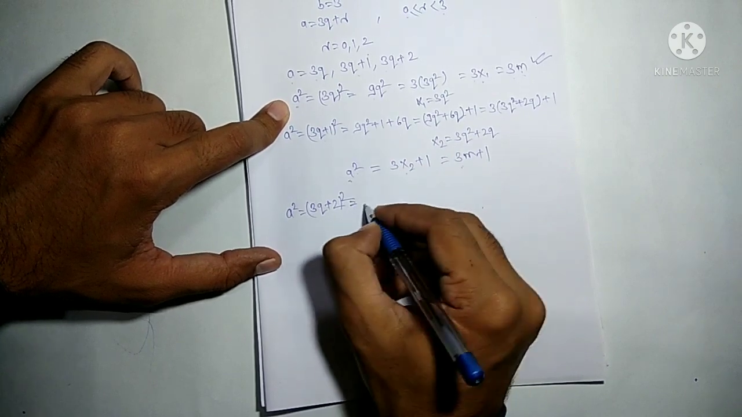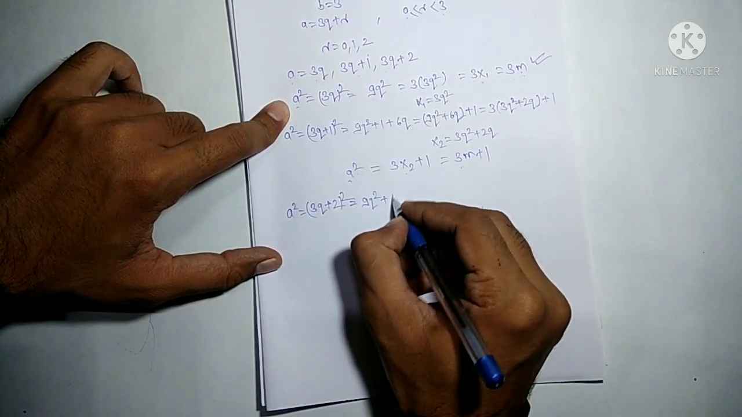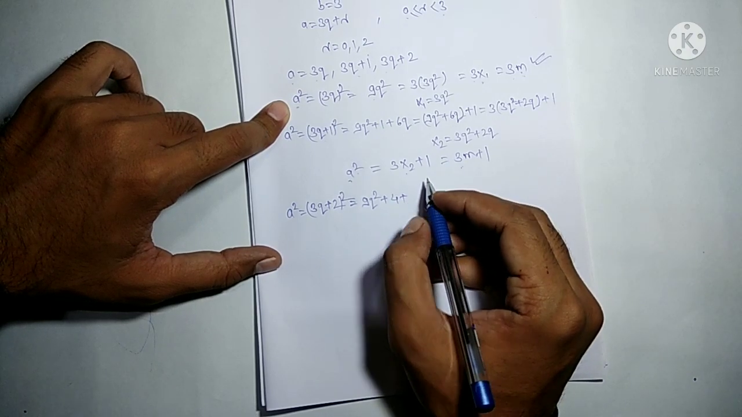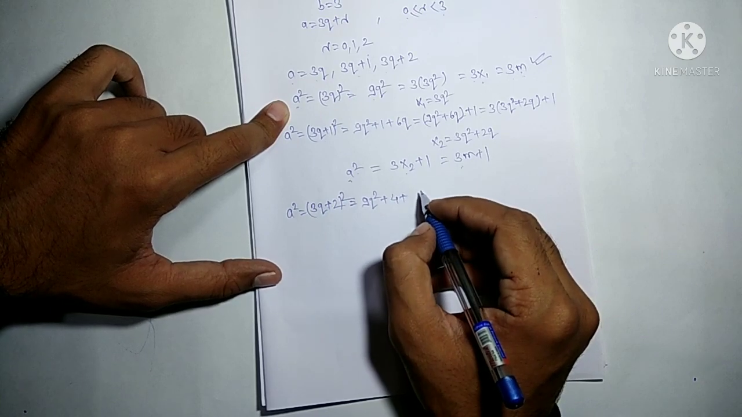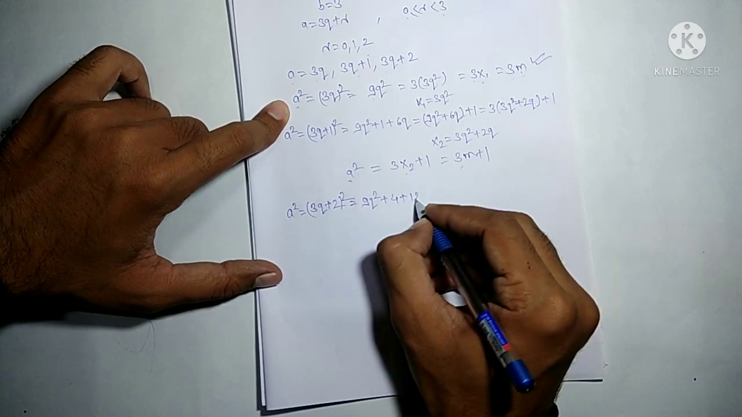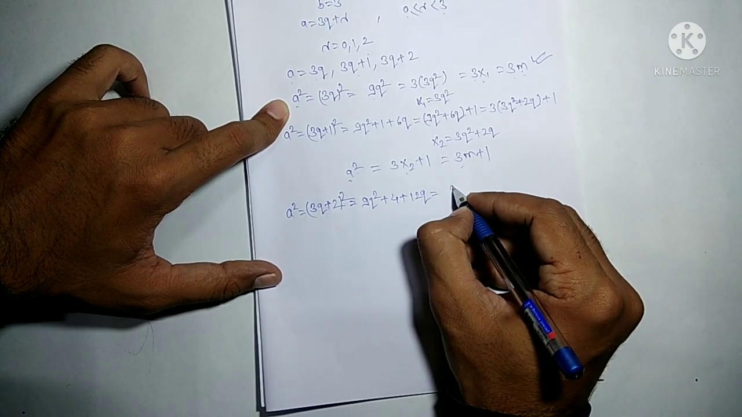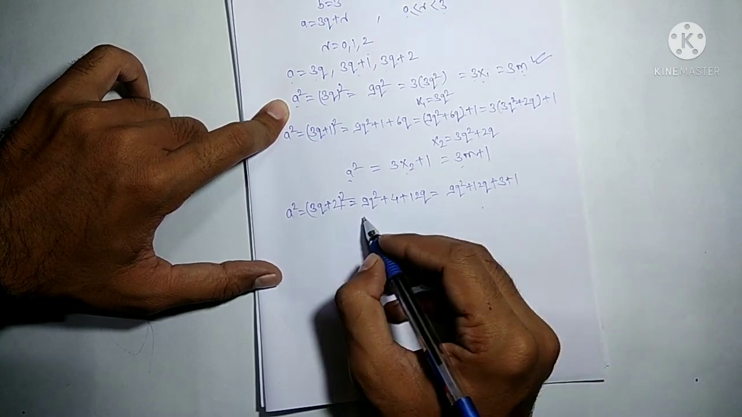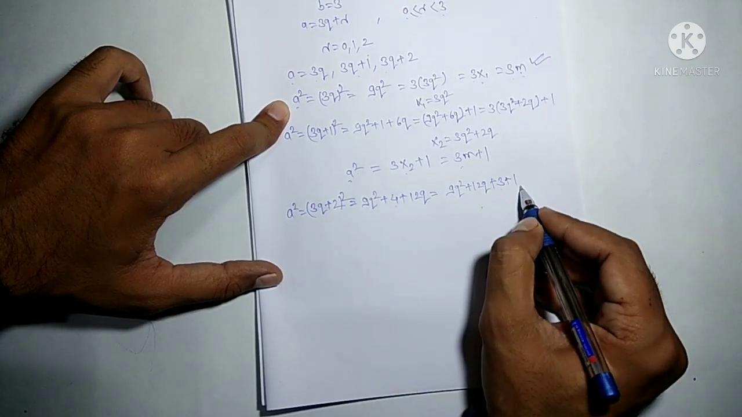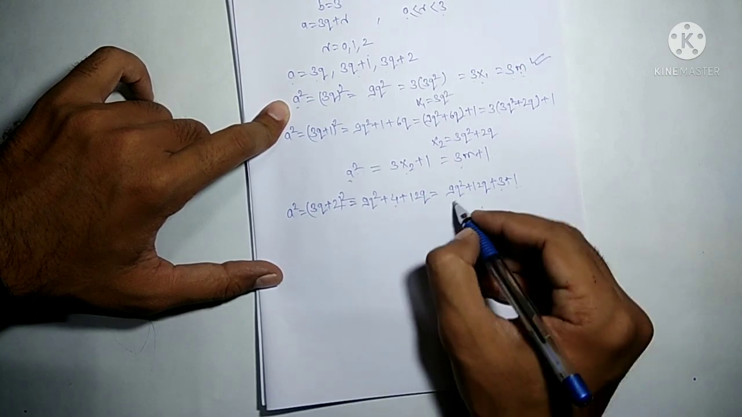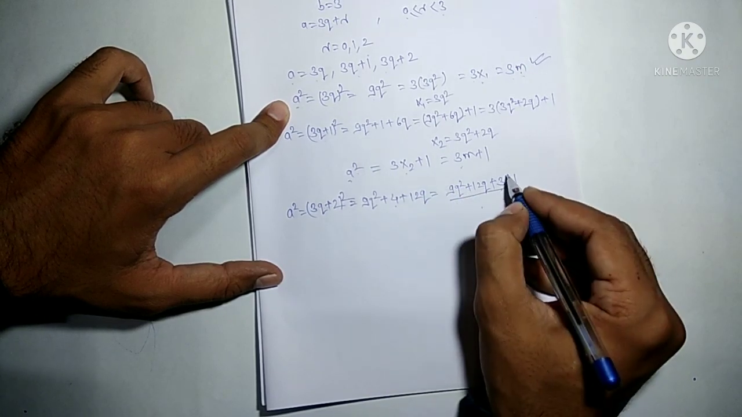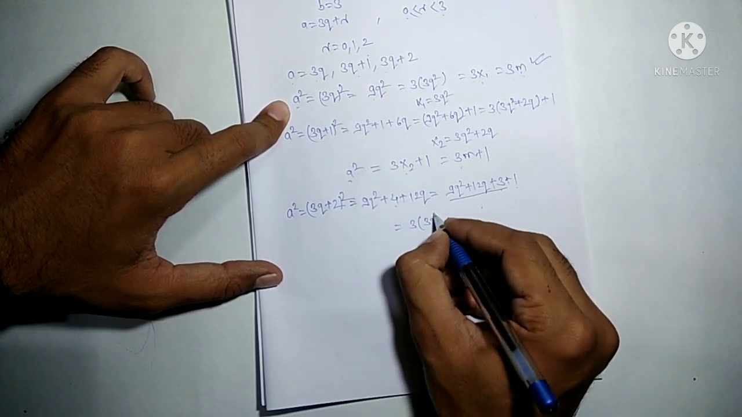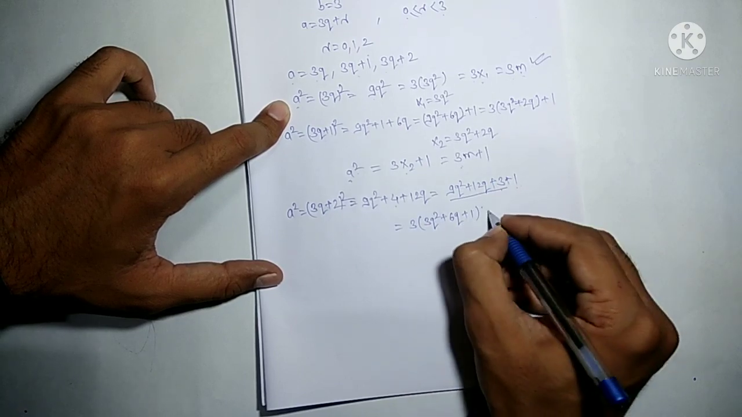Now break it down: 9q² + 4, and 3 into 2 into q means how much? 12q. So we have 9q² + 12q + 4. It can be written in the same way: 4 divided into 3 plus 1. Now from these three terms we can take out 3 common. What remains? 3(3q² + 4q + 1) + 1.